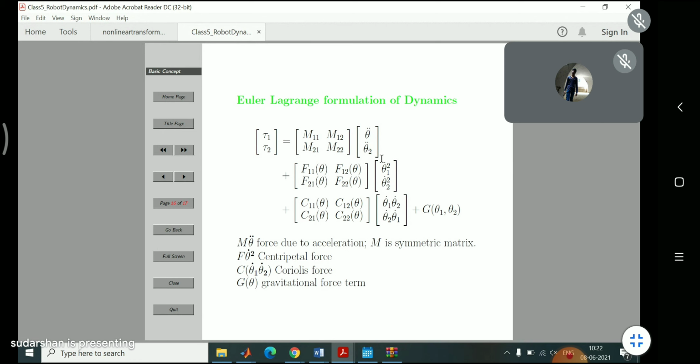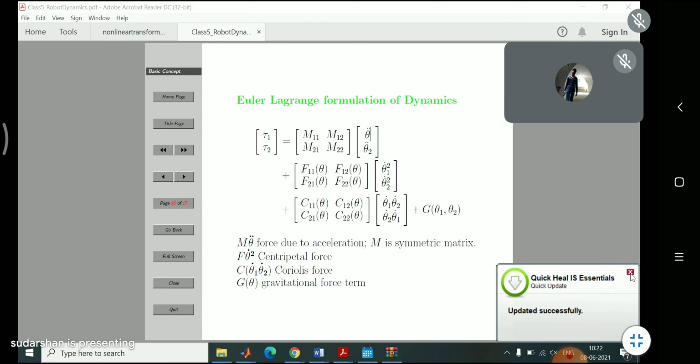Okay? So you can notice the difference. Theta 1 double dot, theta 2 double dot, that is acceleration. If it is theta dot square, then it is a centripetal force. If it is theta 1 dot into theta 2 dot, we call it as Coriolis force. Okay, that is two velocities, both are causing the force. Then finally you may have one gravitational force term in terms of theta 1 and theta 2. So you get in this particular format.